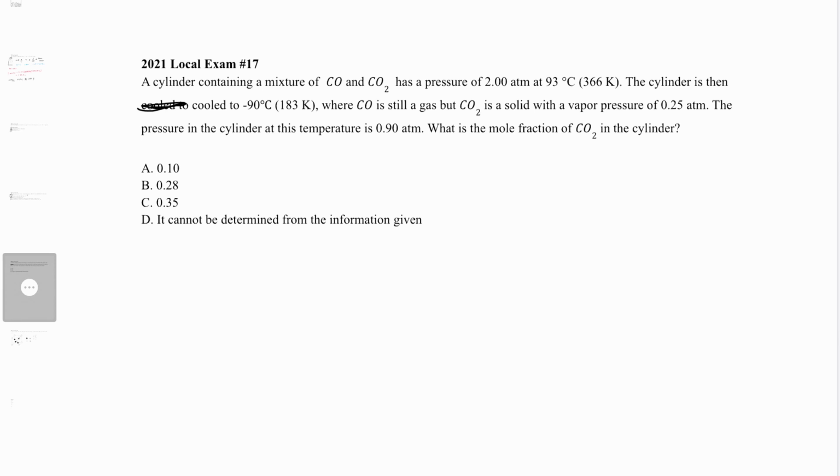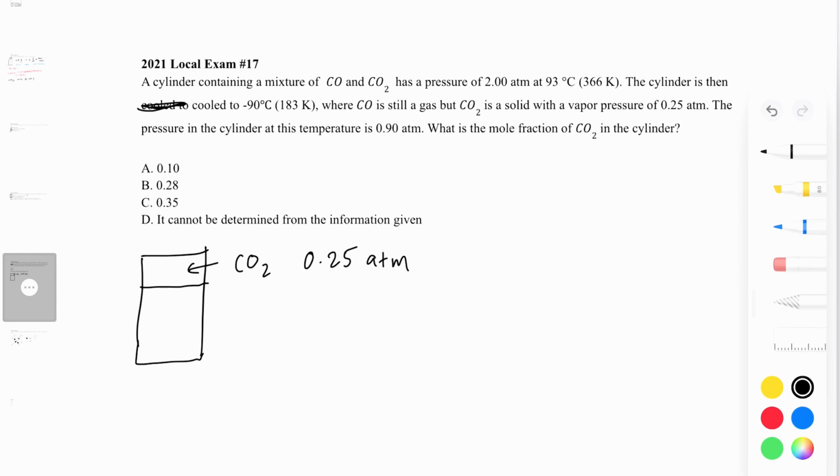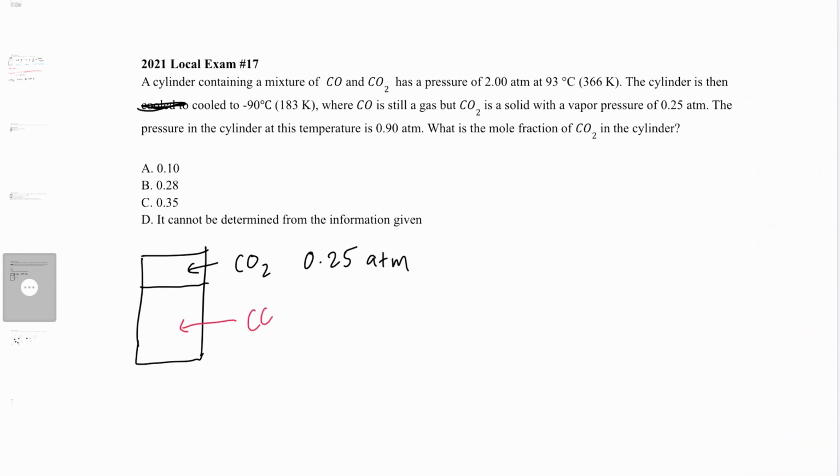Now, let's draw the final chamber here. In the final chamber, 0.25 of that is going to be from the carbon dioxide. The carbon dioxide is going to have a vapor pressure of 0.25 atmospheres. Now, on the bottom, the majority of it is going to be the carbon monoxide.